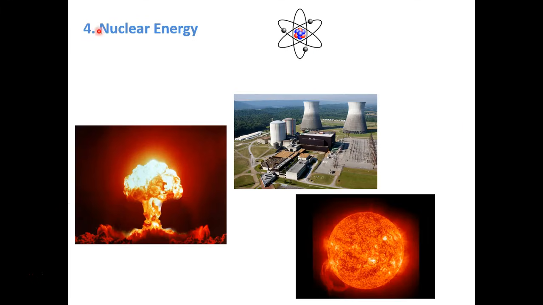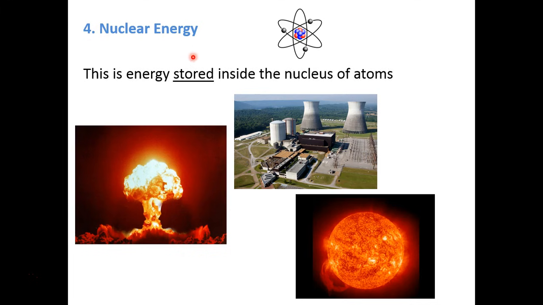The final form of stored energy we'll talk about is nuclear energy. So that's energy that's stored inside the center, the nucleus of atoms. There's a huge amount of energy being used to hold the particles, the protons and neutrons, in the nucleus of an atom together. And that can be released in certain chemical reactions. So a huge amount of energy can be released, and that's used in nuclear power plants, it's used in nuclear explosions, and also occurs inside stars.